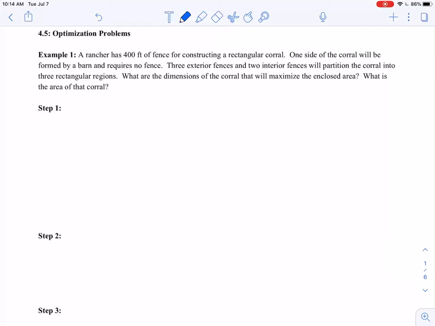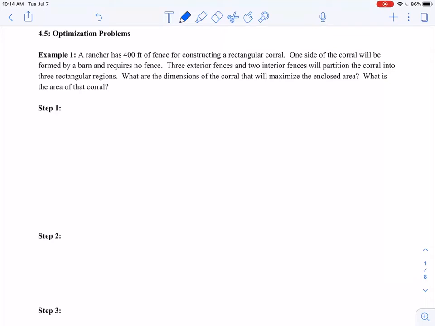This section is kind of a big deal. Here we're working with optimization problems, which, pardon the pun here, have very real world implications, because every single one of these problems that we're going to look at is a word problem. And what we're trying to do in these problems is minimize or maximize some quantity.